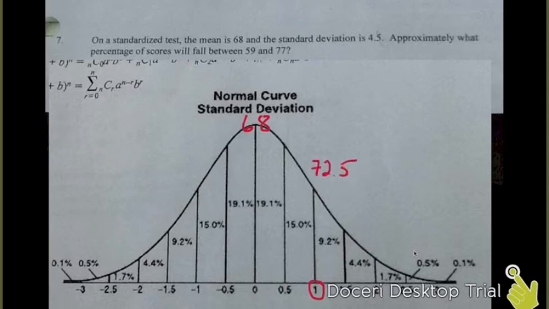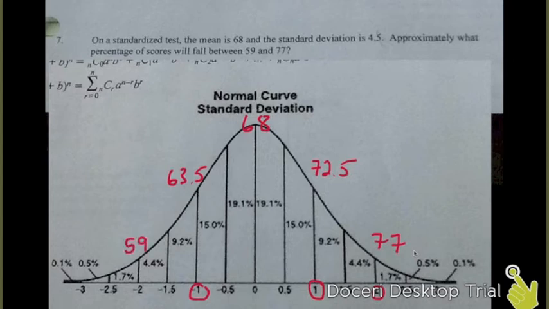Okay, if I go another one up, so plus another 4.5, so now I'm 2 standard deviations up, I'm going to be at 77. If I go below now, so I take 68 and I subtract 4.5, 1 standard deviation below is going to be 63.5, and 2 standard deviations below is going to be 59.